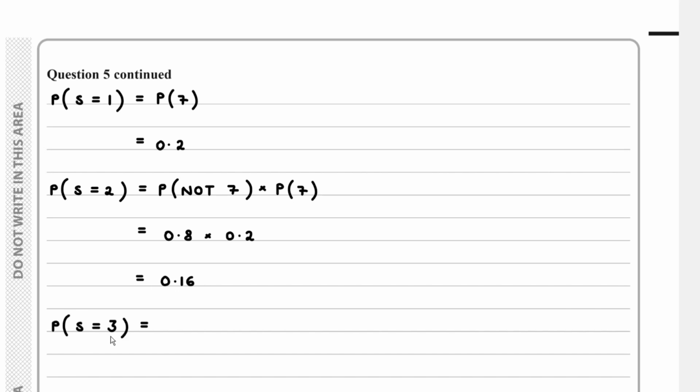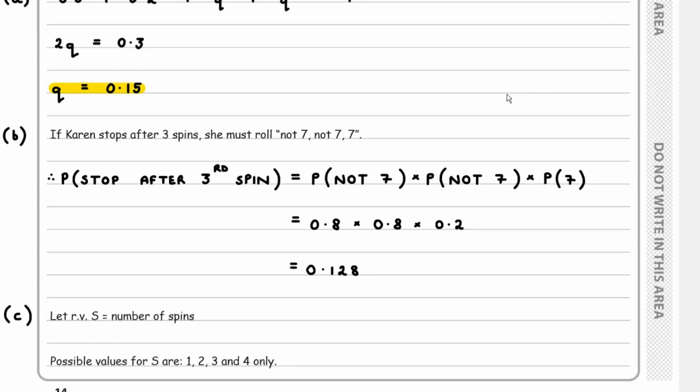The probability that S equals 3, that's equal to 0.128, and we found that in part B. Remember, in part B, we don't get a 7 on the first spin, we don't get a 7 on the second spin, but we get a 7 on the third spin, and then we stop.